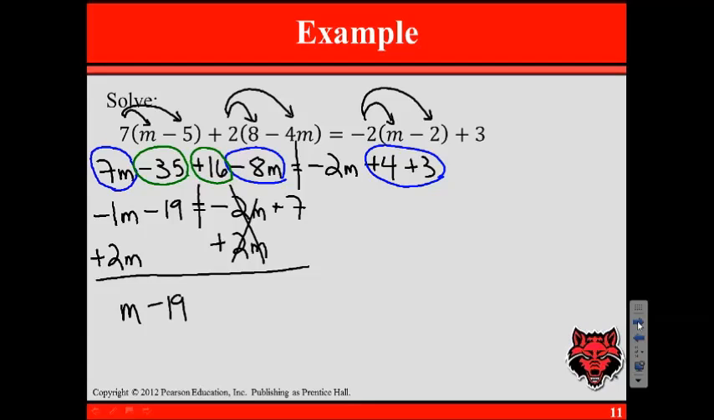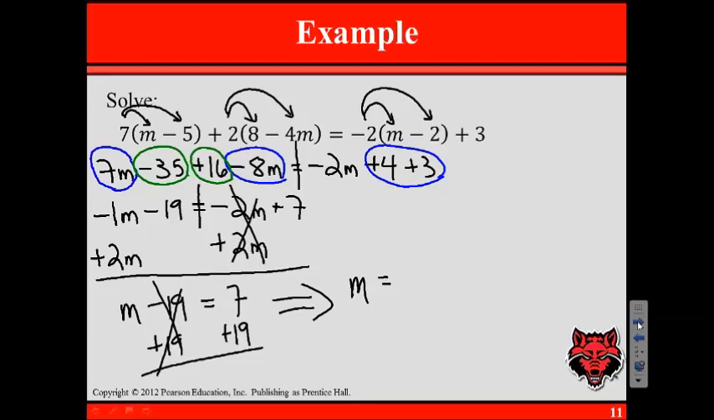Everything else stays the same. So m minus 19 equals 7. To move the 19, we add 19 to both sides because 19 and negative 19 are opposites. So the 19 and negative 19 cancel on the left side. And we're left with m equals 7 plus 19, or 26.